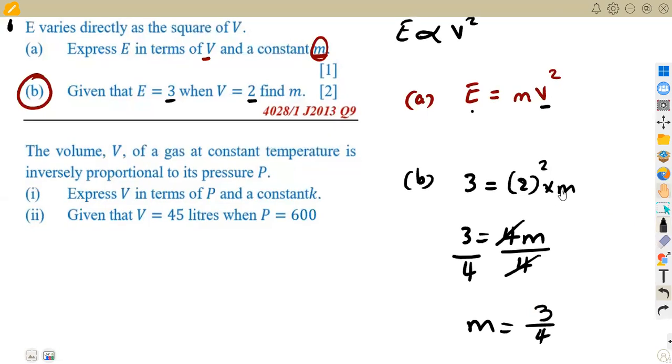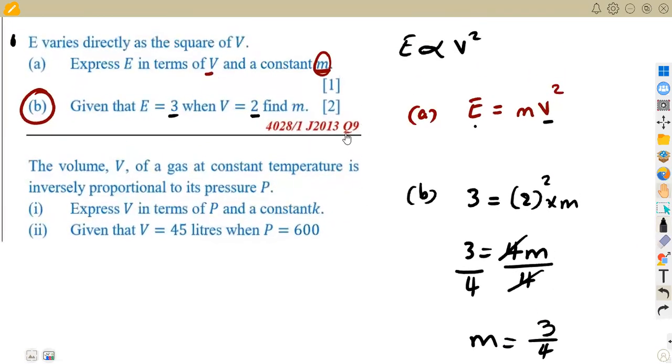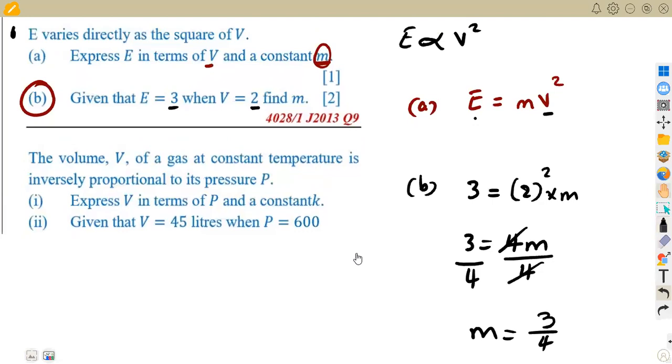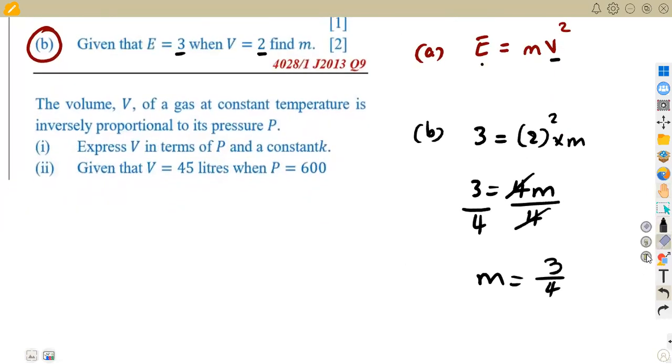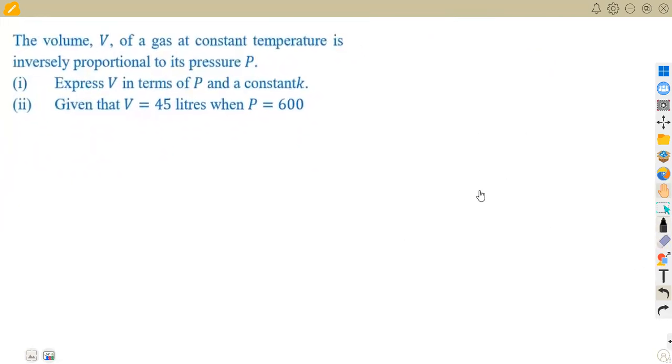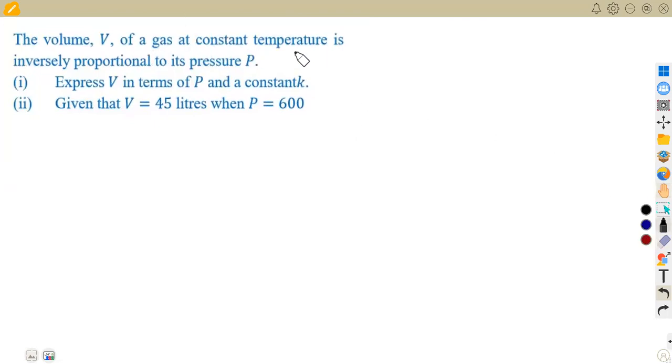It's up to you if you want to convert that to a decimal. So that was our question, direct as it is. Then we also have the volume of a gas in this case at a constant temperature. So you're given the volume at a constant temperature is inversely proportional to its pressure.